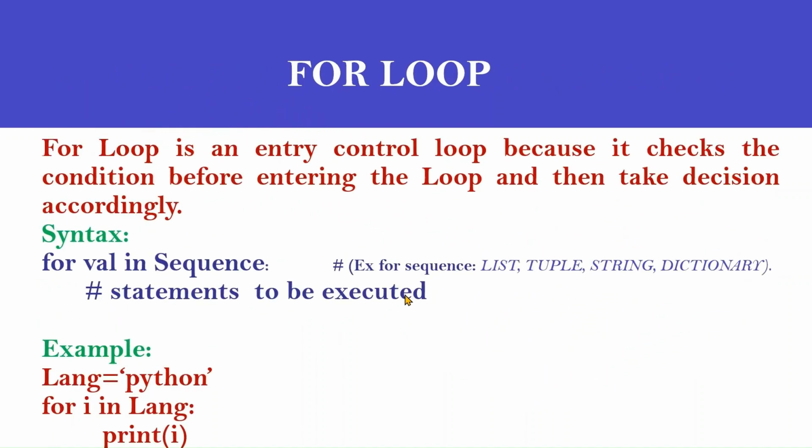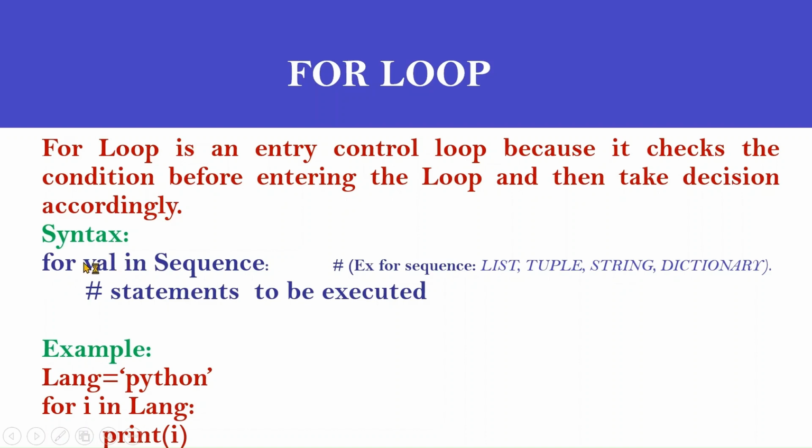Now, coming to the for loop, it is an entry control loop because it checks the condition before entering the loop and then takes a decision accordingly. If the condition fails initially, then we stop our execution. If the condition is satisfied, then we can execute the statements. So here you need to understand the syntax. The syntax is: for is a keyword.